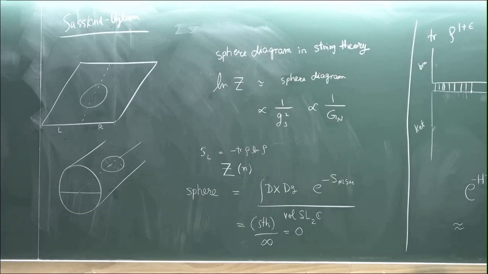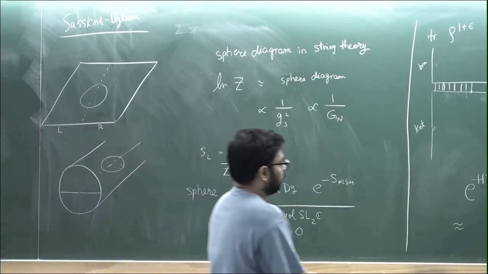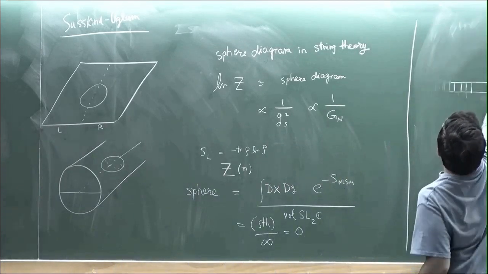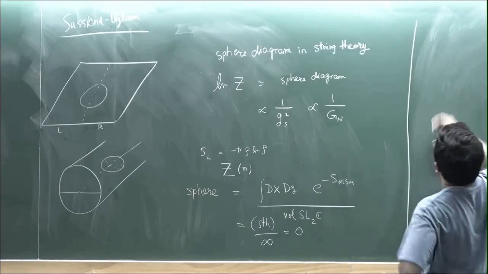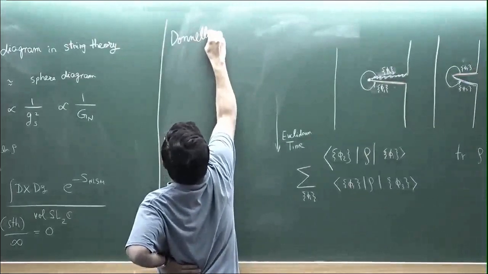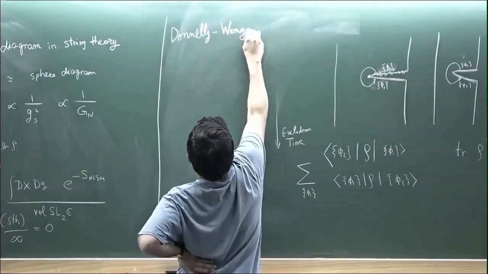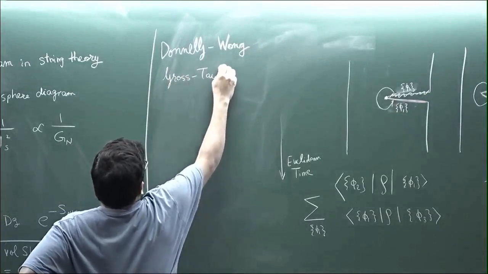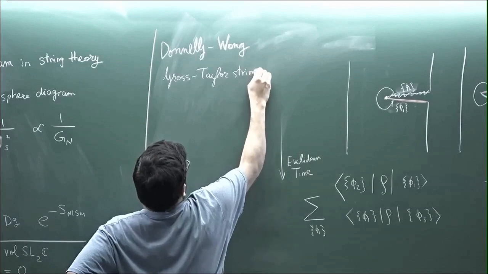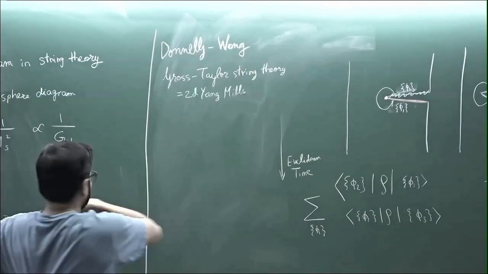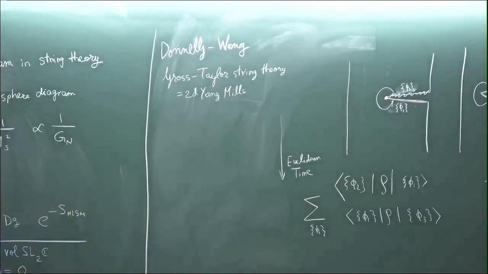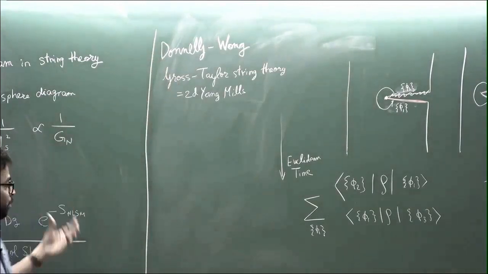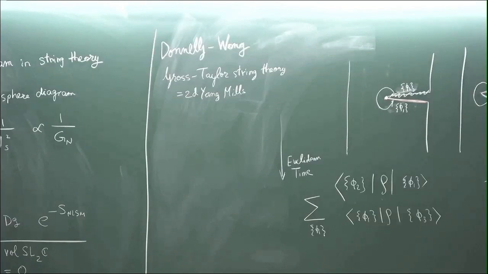Okay. I want to add a comment about recent work. There are papers by Donnelly and Wong, which I don't know so well and am not going to talk about, that have studied precisely this kind of problem in a non-gravitational string theory. The string theory there is called the Gross-Taylor string theory, and it's just a reformulation of 2D Yang-Mills. There you know enough about the string theory to be able to compute this kind of object. It's a non-gravitational theory, so it's not directly related to what I'm going to talk about, but this set of two papers is interesting because they implement this kind of procedure in detail.